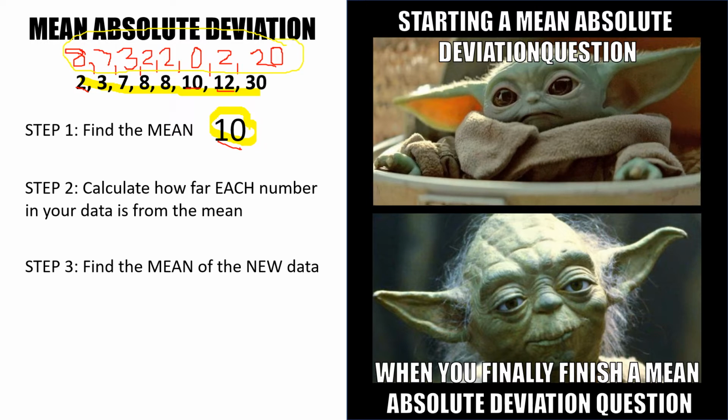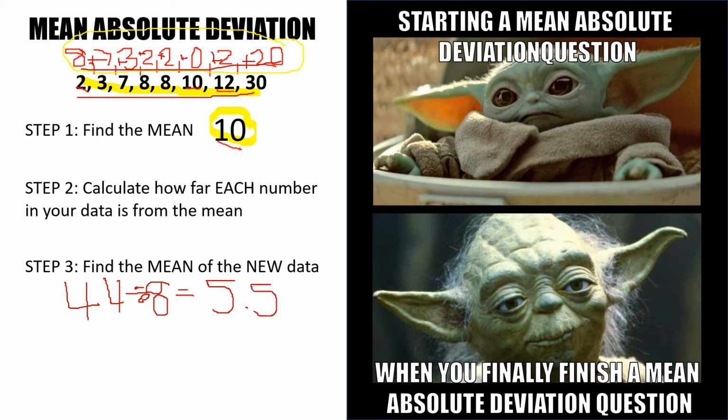If I added 8 plus 7 plus 3 plus 2 plus 2 plus 0 plus 2 plus 20, if you did that, you should see that if I add them all together, I get 44. And I still should have the same amount of numbers in my list as I had at the beginning. I started with 8 numbers here, and I still have 8 numbers in this list. 44 divided by 8. Remember, I'm okay if you use a calculator. Either way, 44 divided by 8, you're going to see that the mean of that new data is 5.5, meaning our mean absolute deviation for this set of data is 5.5.